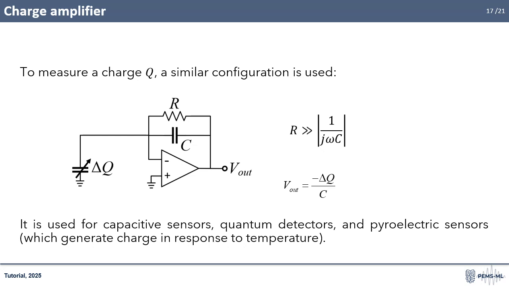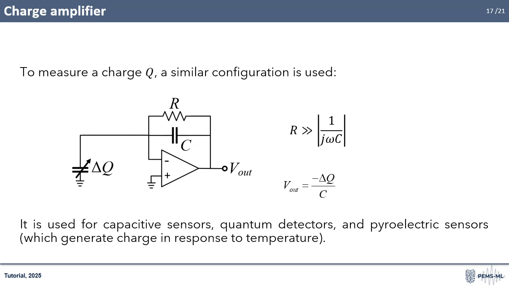Starting from the previous configuration, the charge amplifier is done by adding a parallel capacitor to the feedback resistance. On the left, the source represents a device such as a piezoelectric sensor, which responds to mechanical stress by producing a change in charge, delta Q. This charge is fed into the inverting input of an operational amplifier, while the non-inverting input is tied to ground, establishing a stable reference point.